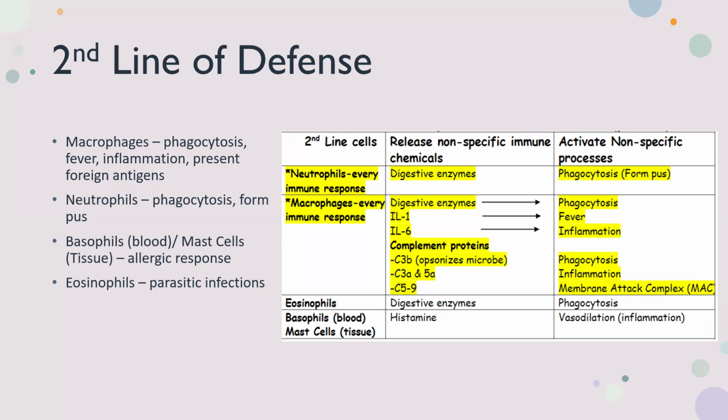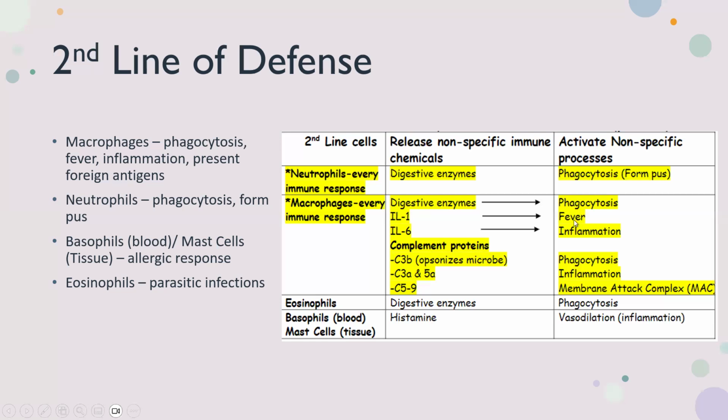The other ones you might have to add information for are eosinophils, which are involved in parasitic infections, and then basophils or mast cells for any allergic responses. Besides that, if I give you a flu virus, or if I tell you it's a bacterial infection in the stomach, you should always just put neutrophils and macrophages.